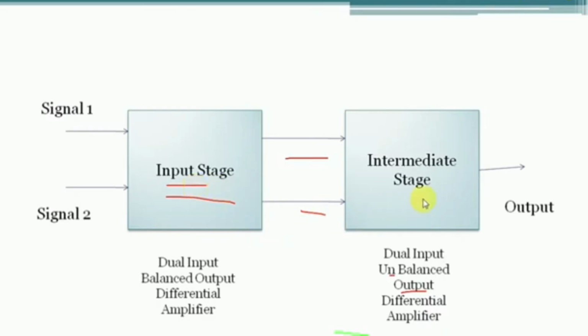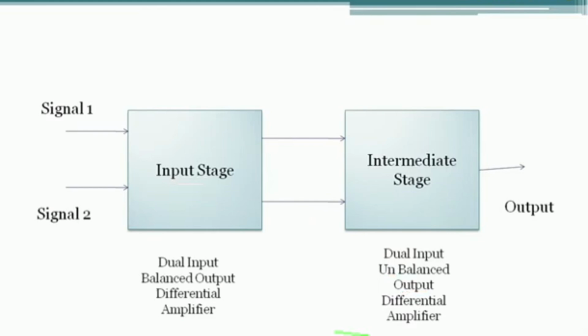Means the input stage and intermediate stage are directly connected through wires, that is called directly coupled. Without using an external coupling capacitor, these two are directly connected through wires. It is called directly coupled. So finally we are calling it a directly coupled and cascaded differential amplifier. Directly coupled means without using any external coupler circuit, these two stages are directly connected through wires, and cascaded means these two are connected in series.